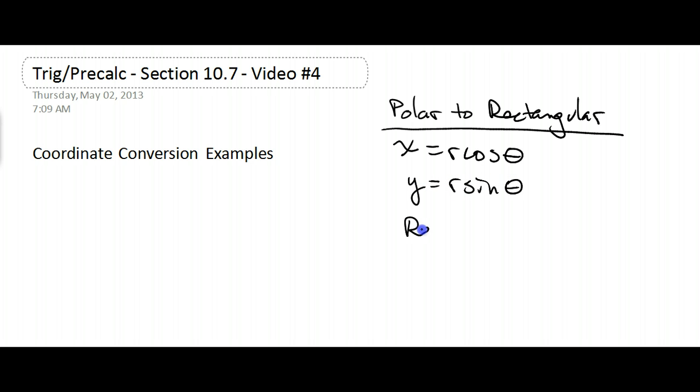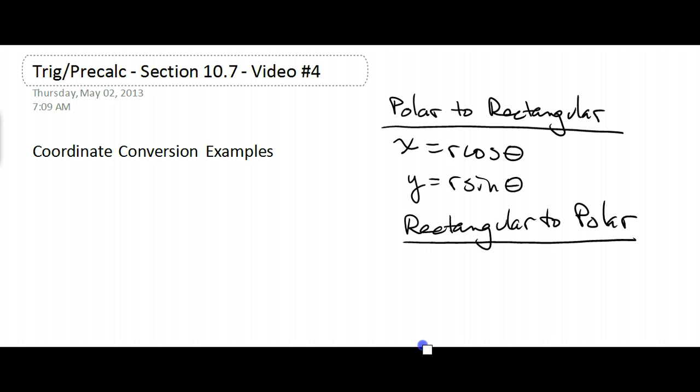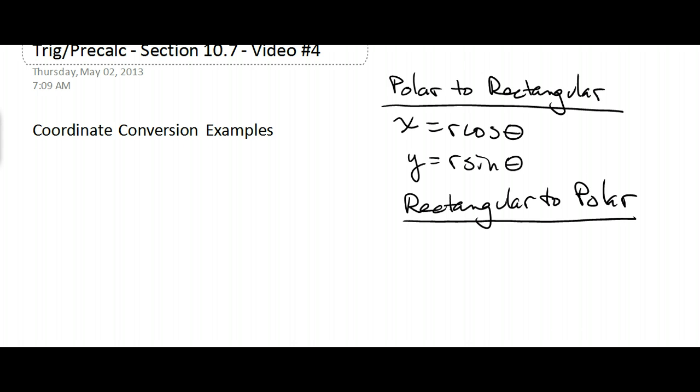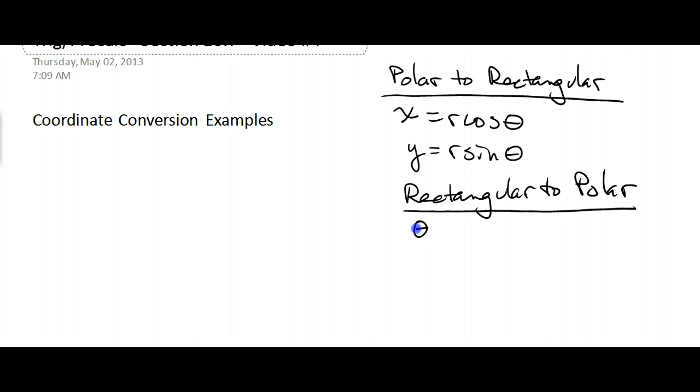And then rectangular to polar, we had theta equals tan inverse of y over x, and we had that r squared was equal to x squared plus y squared. Alright, so we've got those handy. We can refer back to them.